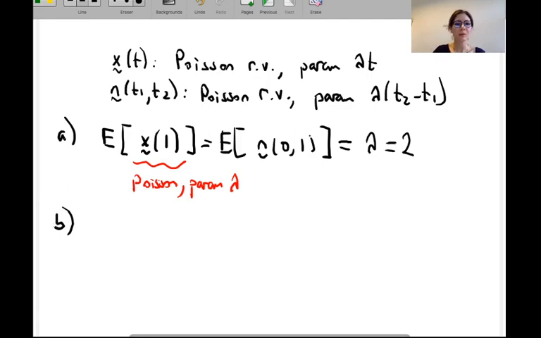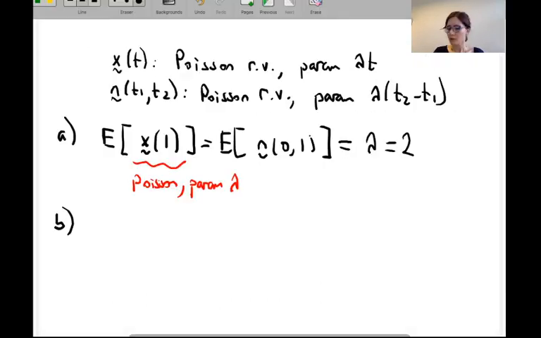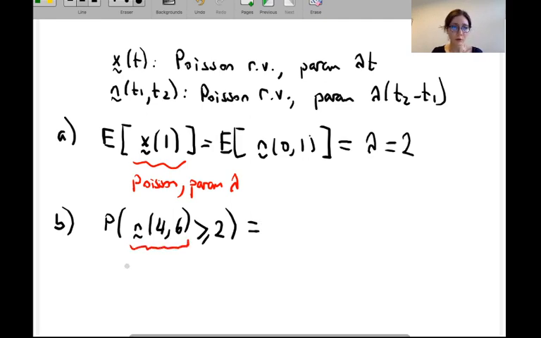Now, the next part. Find the probability that at least 2 customers will arrive between hours t equals 4 and t equals 6. So we would like to find the probability that the number of people arriving between 4 and 6 is larger than or equal to 2, at least 2 arrivals. Now, how to solve this part? Again, we use the property about the Poisson distribution. So let's just notice that this random variable is also Poisson distributed. And what is the parameter of this random variable? If I have an interval t1, t2, its parameter is lambda times (t2 minus t1). So the interval has length 2 here, so 2 lambda.